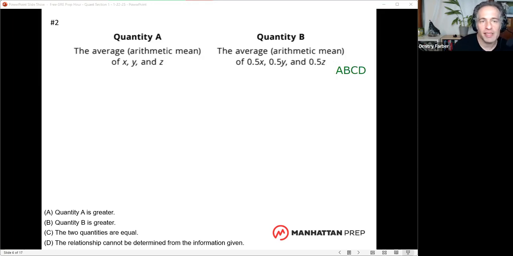If I look at this and immediately say, hey, X, Y, Z is more than half X, half Y, half Z, that has separated me from exactly zero test takers, right? In other words, there's no one taking the GRE, pardon me, I'm hitting myself. There's no one taking the GRE who doesn't know that X is bigger than half of X. So you have to question, is that really what they're testing?